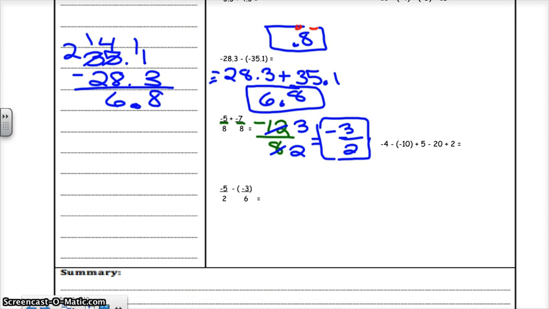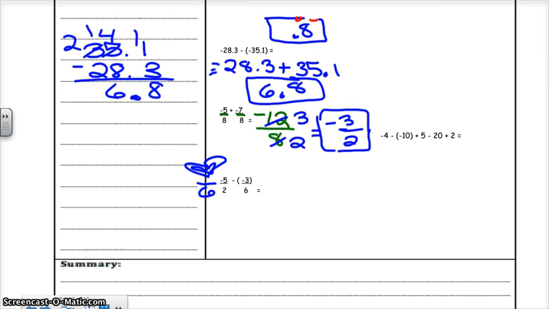Okay, this next fraction example, we got a lot going on. So the first thing I want to do is find a common denominator. And that common denominator is 6. 2 times 3 is 6. Negative 5 times 3 would be negative 15. So I have negative 15 over 6 minus a negative 3 over 6.